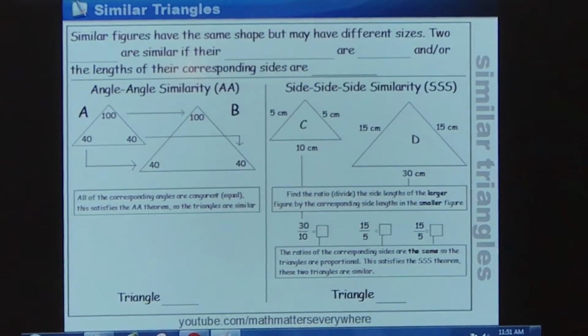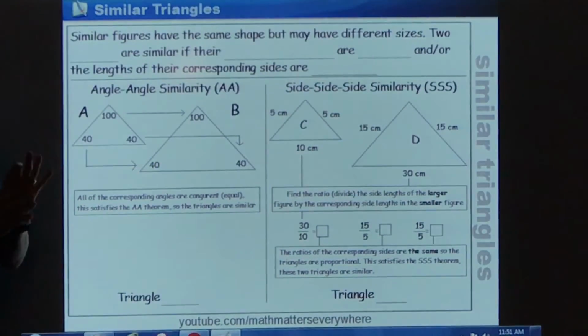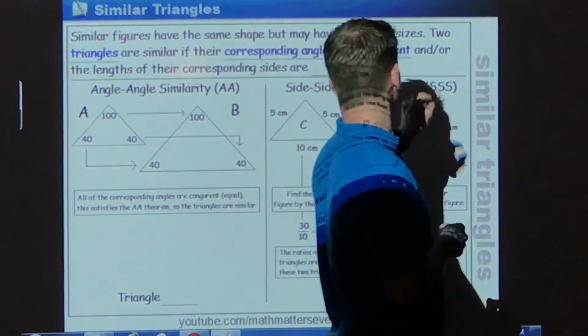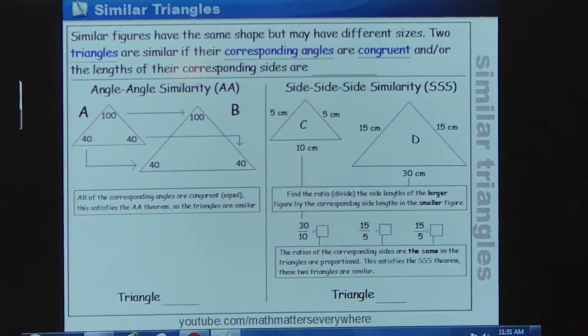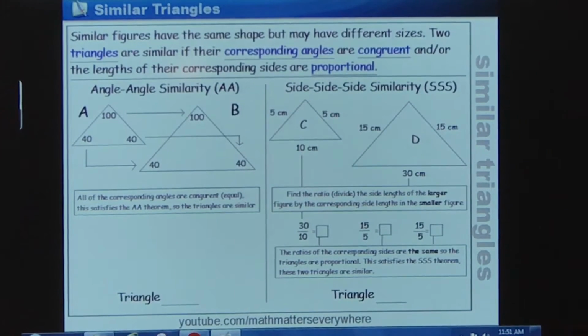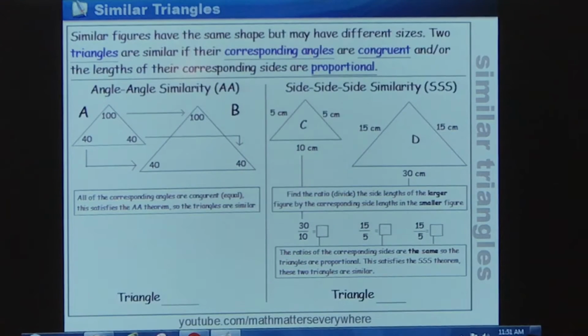Hopefully you remember that similar figures have the same shape, but maybe different sizes. Two triangles are similar if their corresponding angles are congruent and/or the lengths of their corresponding sides are proportional. So when we're looking for similarity in triangles, we're looking to see if their angles are congruent, and if their sides are proportional.